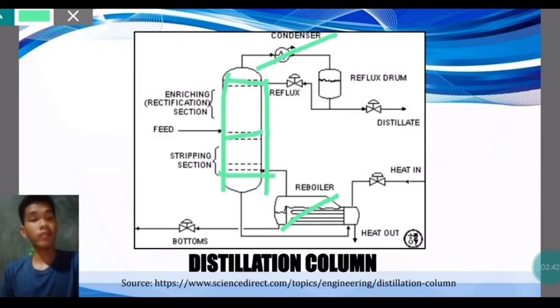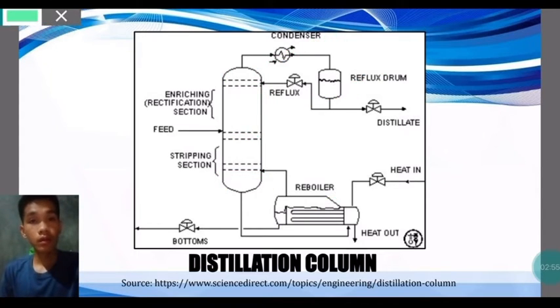Last is the reflux drum. The purpose of reflux drum is to hold the condensed vapor from the top of the column so that the liquid or reflux can be recycled back to the column. Now, I will explain the working principle of a distillation column.